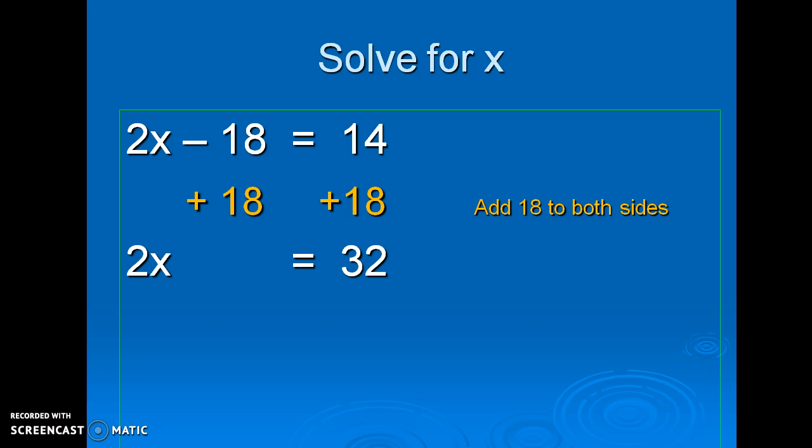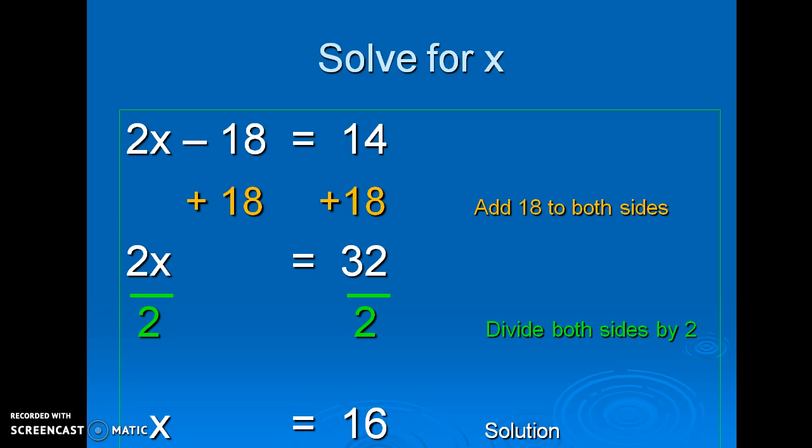But we're still not done. We need to further isolate the x. Currently, we see that we're multiplying the x by 2. To eliminate that 2, we need to divide by 2. But we must do this on both sides of the equation in order to keep things balanced, of course. And in doing so, we're left with x on the left and 16 on the right. So the solution for this question is x is equal to 16.